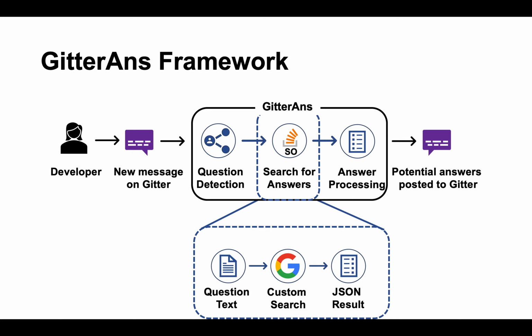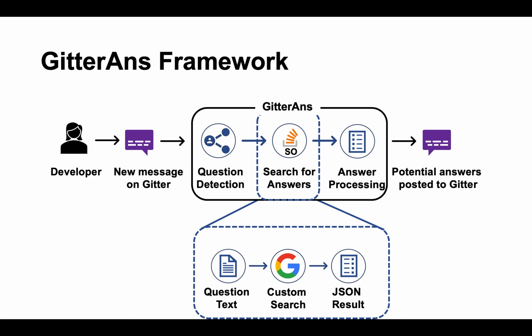GitterAns Framework. In our framework, whenever a developer posts a new message to the channel, we analyze the message and it moves on to our three components. The first component is the question detection component. This component analyzes the message and determines if it is a technical question or not. If the message is not found to be a technical question, it stops processing the message at this point. If, however, the message is found to be a technical question, it moves on to the second component of our framework, which is the search for answers component.